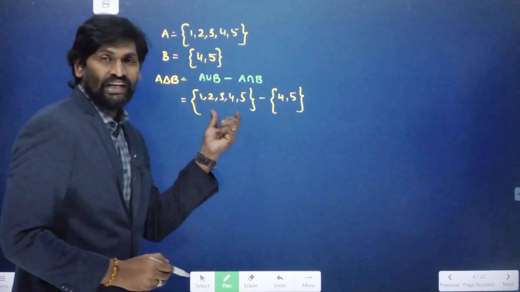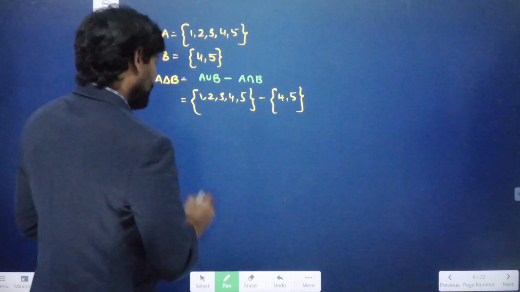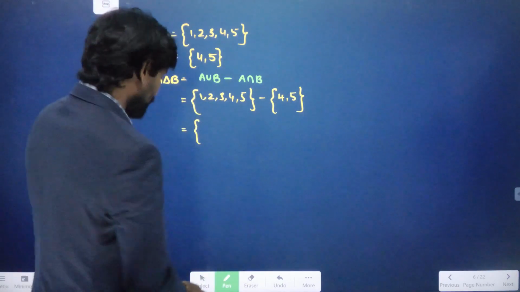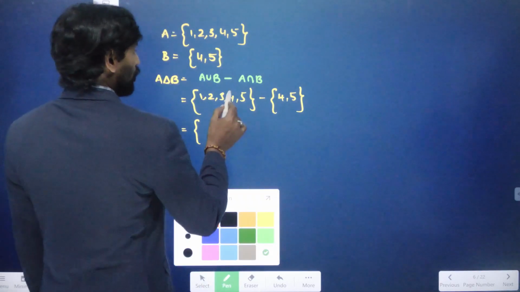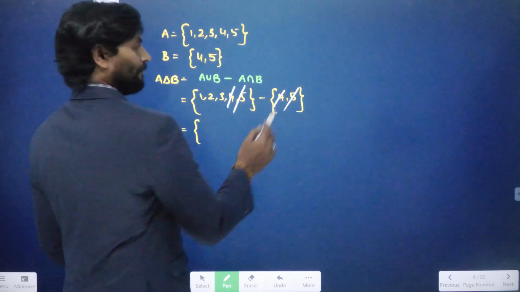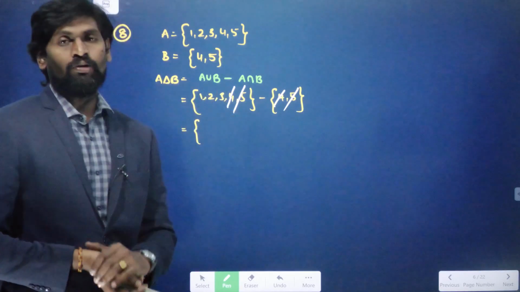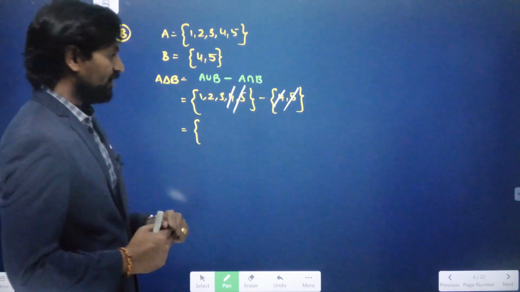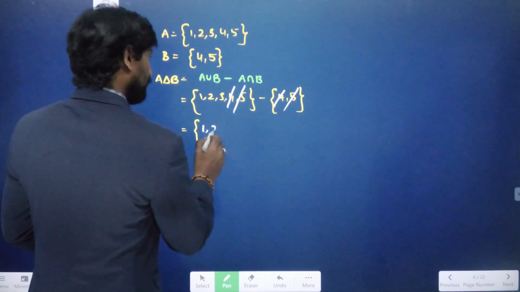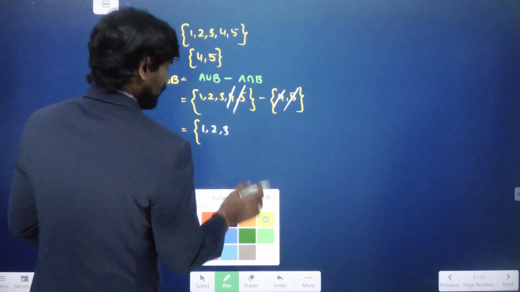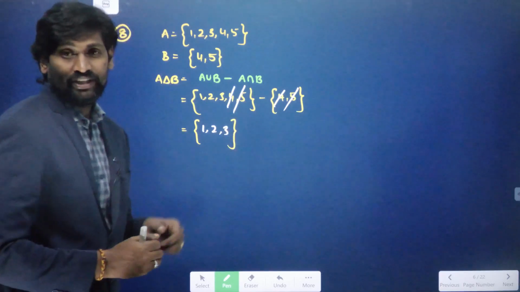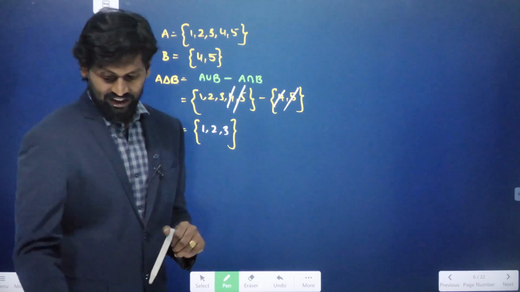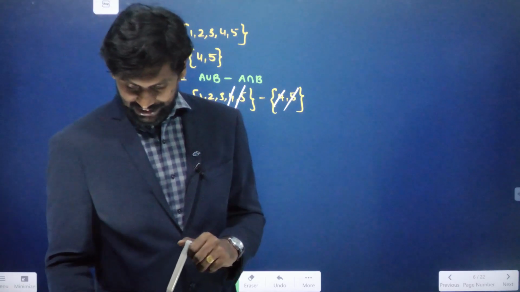Now A union B minus A intersection B. Let us identify the common elements first for subtraction. The common elements are 4 and 5. I am just removing the common elements, and the remaining elements from A union B are 1, 2, 3. So therefore the required answer, A delta B, equals the set {1, 2, 3}, 3 elements. Okay? So let us move on to the next problem.